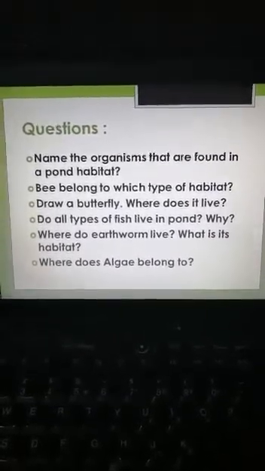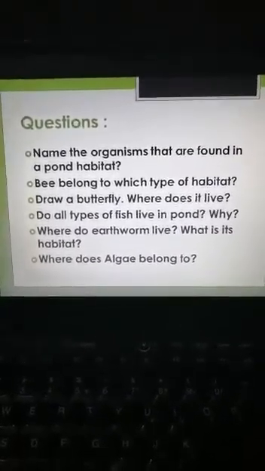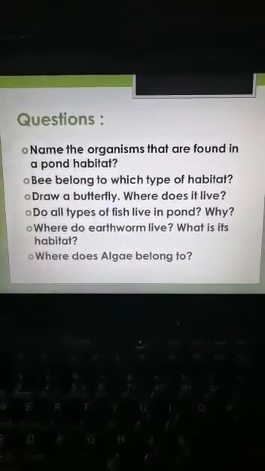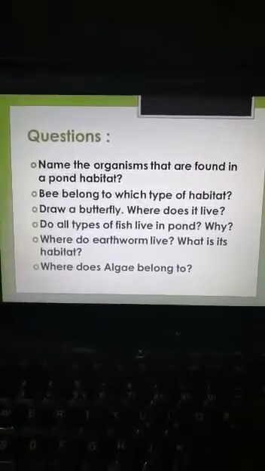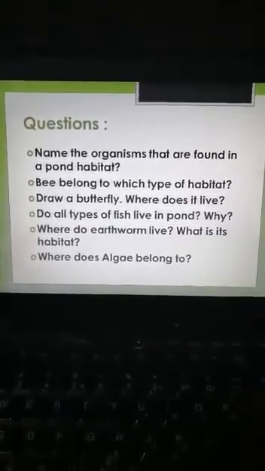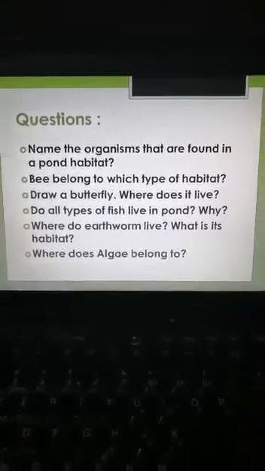Then, where do earthworms live? Earthworms are also found in more than one kind of habitat. So you are going to mention all those habitats. Where does algae belong to?